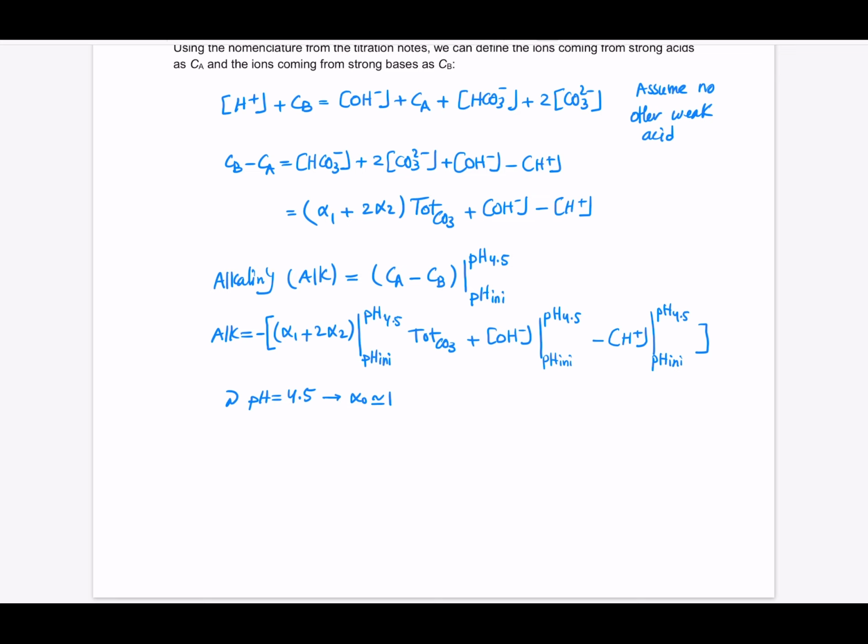Long story short, you can do the alpha calculation. It would be pretty straightforward. pH and Ka, the only two terms you need. Eventually you get alpha 0 equal to 1. But what does it mean for alpha 1 and 2 then?